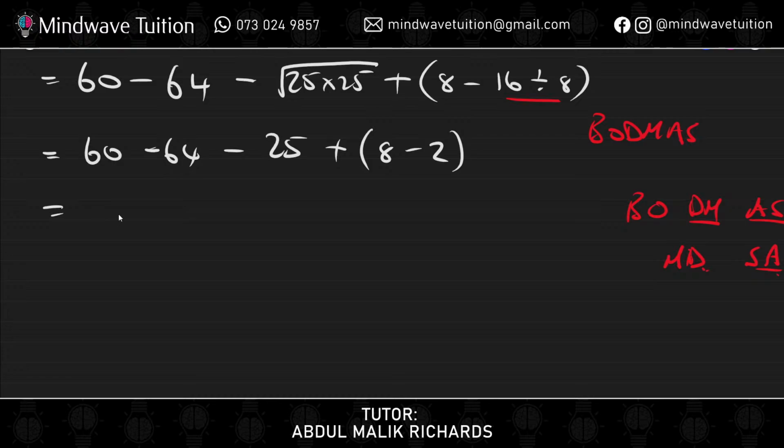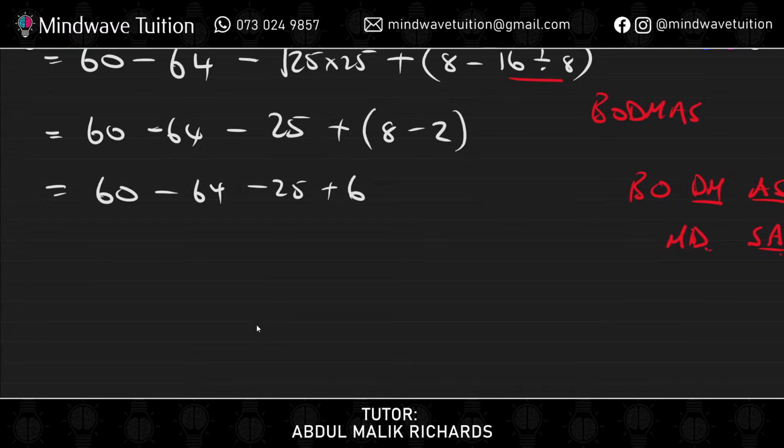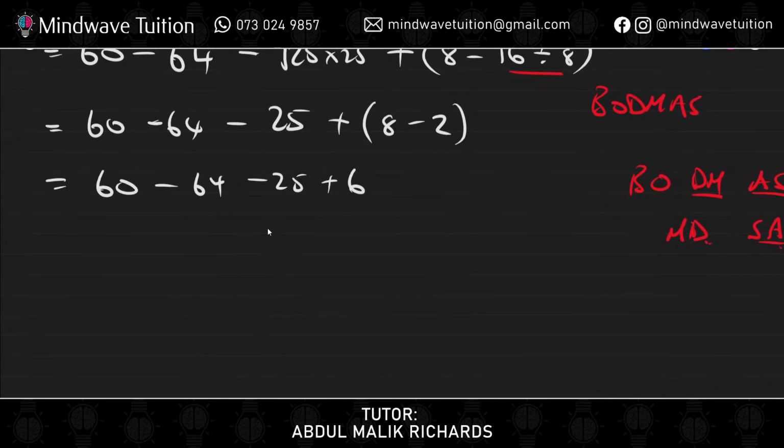Alright, so that's 60 minus 64 minus 25 plus 8 minus 2. So if we calculate this, we're going to find that the answer is a negative number, and I don't think that grade 7 has done negative numbers yet, but you will be doing it later in the year.